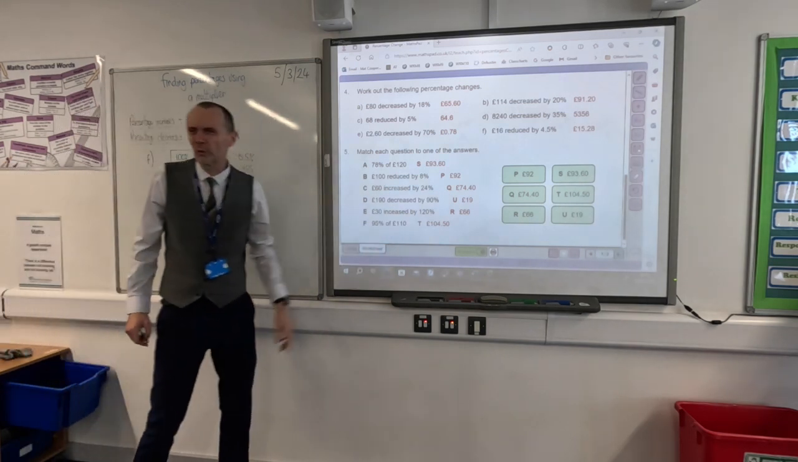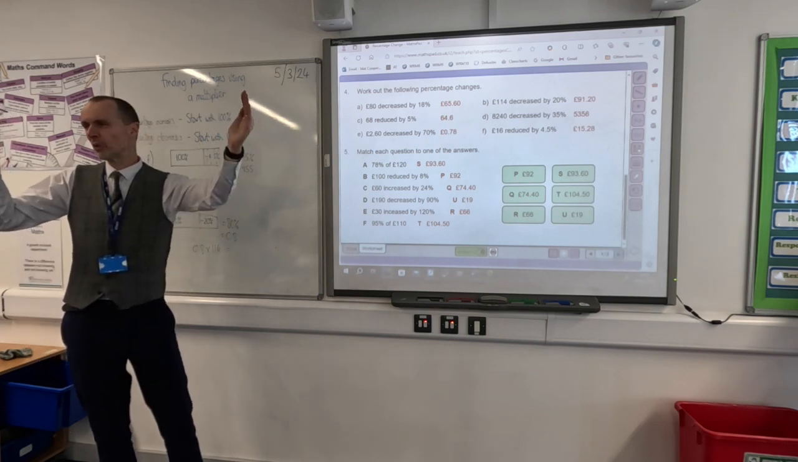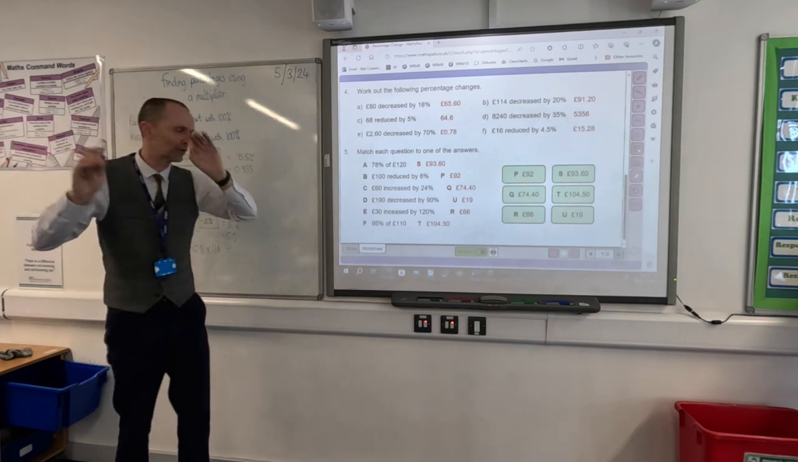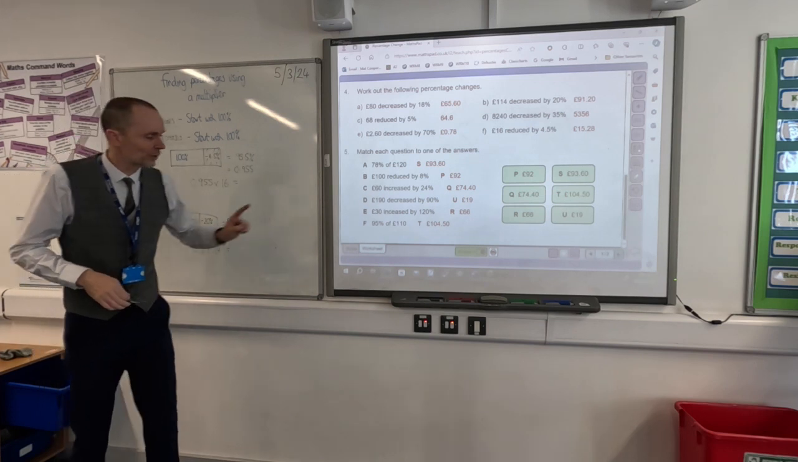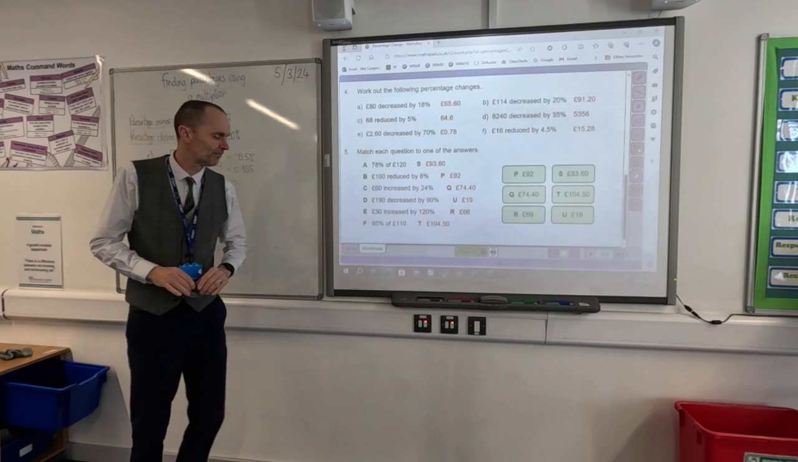Here's one of those odd ones. Start with 100, increase by 120, you've got 220%. So you multiply by 2.2 or 2.20, means you've got more than double. And then this wasn't an increase or a decrease, so you just multiply by 0.95.